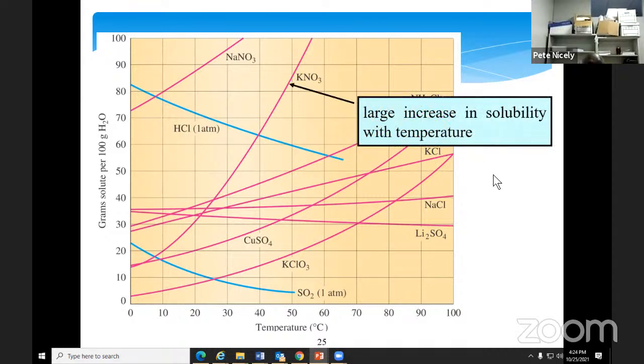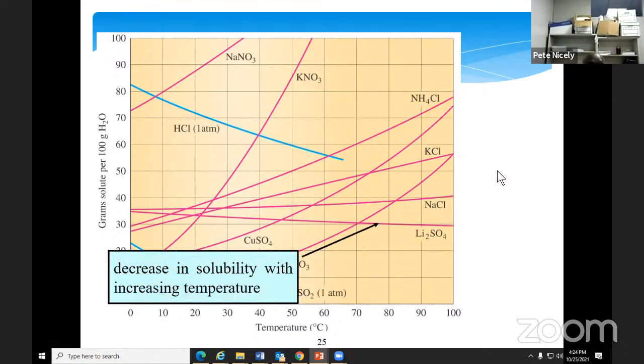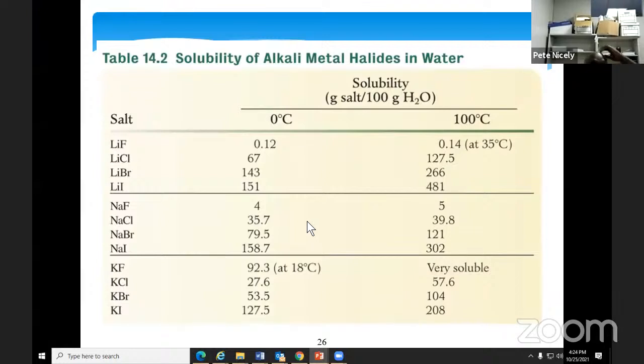Okay, so let me just skip all this here. Okay, so these are just some numbers for different substances and their solubilities at 0 degrees and 100 degrees. And as you can see here, in all these cases, the solubility increases with temperature. Some not to a great extent, as you can see in the case of lithium fluoride. The increase is slight, but it still increases.